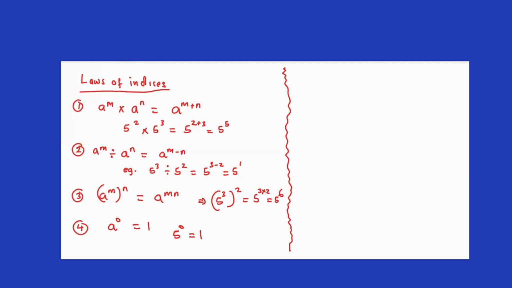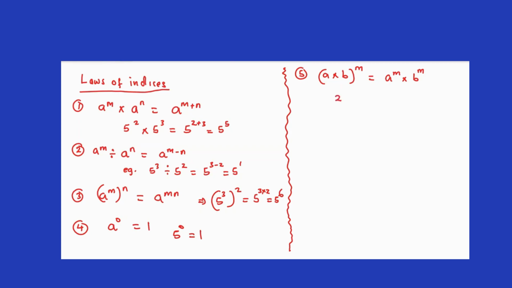Okay, so moving on to the fifth law of indices. The fifth law is where we take a multiplied by b, then we raise it to power m. This one is simple, where we will take a raised power m multiplied by b raised power m.